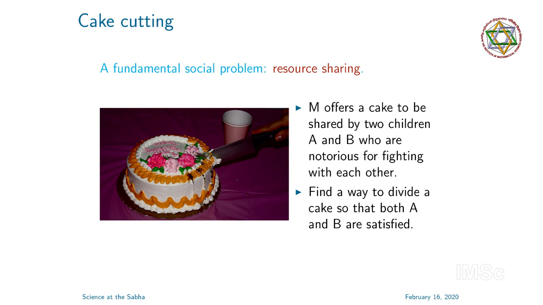And M, whose gender is clearly unspecified, comes and says, okay, divide the cake and walks away. Now, how are they going to divide it among each other? In a way that both are equally unhappy or equally happy. One should not be more happy than the other, and that's important. Now, how do you divide the cake?